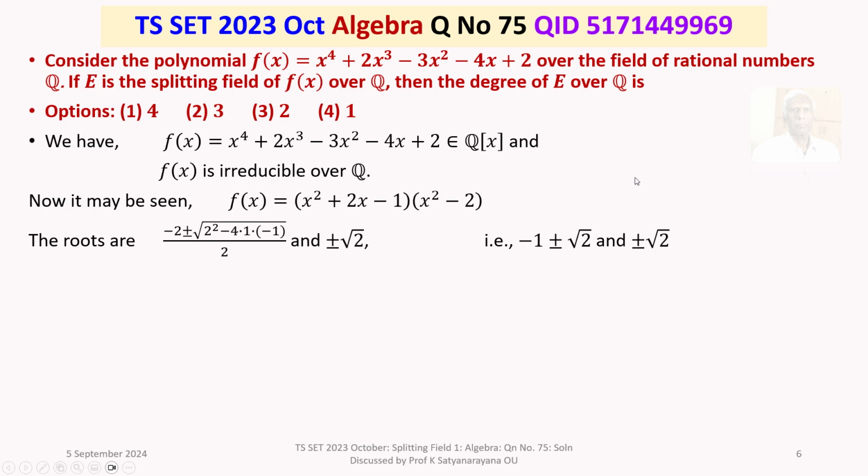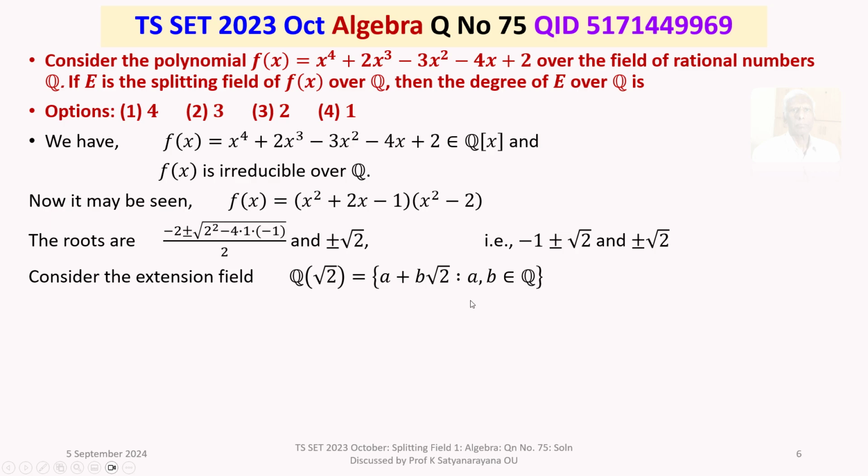Right. We consider the extension field Q(root 2). How will the elements of Q(root 2) appear? A plus B root 2, where A, B belong to Q. It is a field, and it may be observed that minus 1 plus or minus root 2 belongs to Q(root 2). If you take A is equal to minus 1, B is equal to 1, then minus 1 plus or minus root 2 belongs to Q(root 2). And plus or minus root 2 also belongs to Q(root 2).